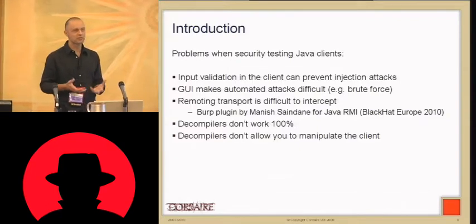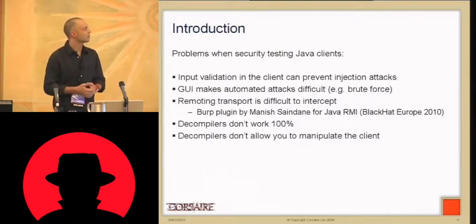The GUI also gets in the way of doing automated attacks. So it's difficult to do things like a brute force attack or enumeration attacks and so on. And then, as I mentioned, the remoting transport itself is difficult to intercept. Saying that, Manish Sandane released a tool at Blackhat Europe which will let you intercept serialized objects over RMI. So if the application is using RMI and serialized objects, you can use this plugin to intercept that communication. If the application is using something else, if it's using Spring remoting or a different type of remoting technology, well, then you can't intercept it.